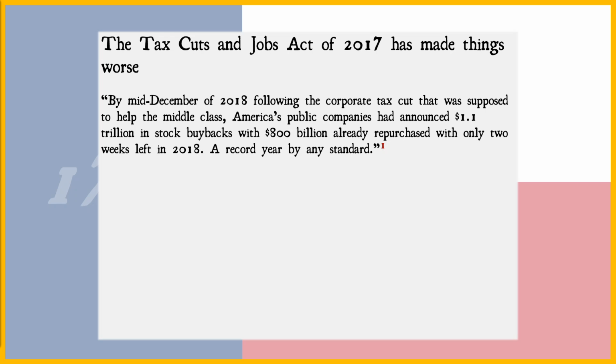By mid-December of 2018, following the corporate tax cut that was supposed to help the middle class, America's public companies had announced $1 trillion in stock buybacks, with $800 billion already repurchased. Think about that. $1 trillion in stock buybacks in a single year. Now, why did they do that in 2018? Because that was the first year that they actually had the tax cut in place. They had all the extra money. It was a record year by any standard.